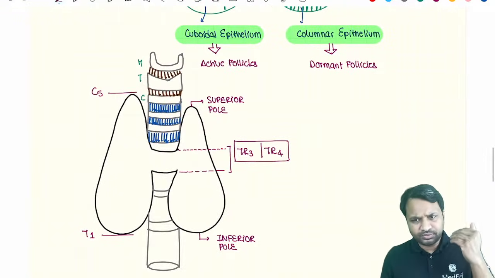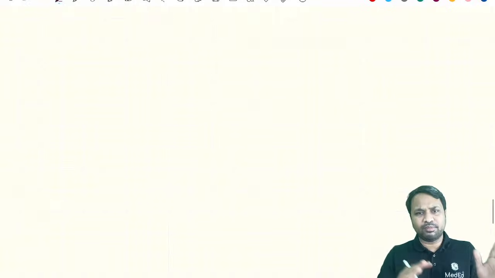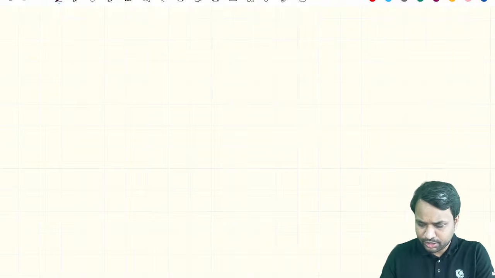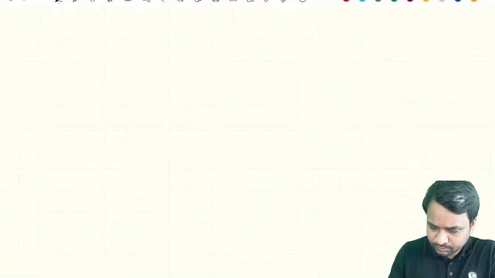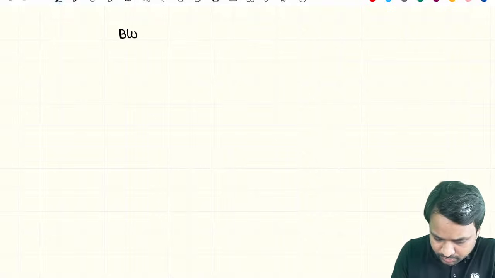Now, let's move a step forward and try to understand the vascular anatomy of the thyroid gland. When we talk about the vascular anatomy of the thyroid gland, we talk about the blood supply, both the arterial as well as the venous drainage, right? Now, in the context of blood supply, let's talk about the blood supply of the thyroid gland.